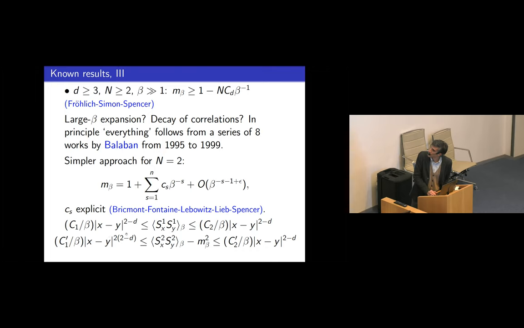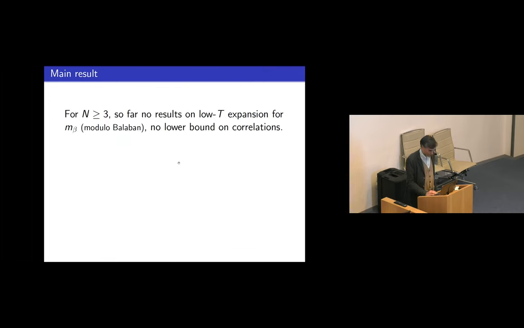The correct exponent predicted by spin wave theory is this one, but so far, as far as I know, there is no proof. There is no upper bound with the same exponent. This is another open problem in the list that I think would be interesting to prove.